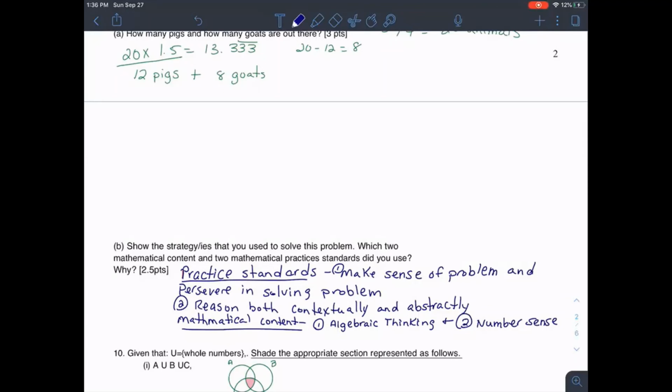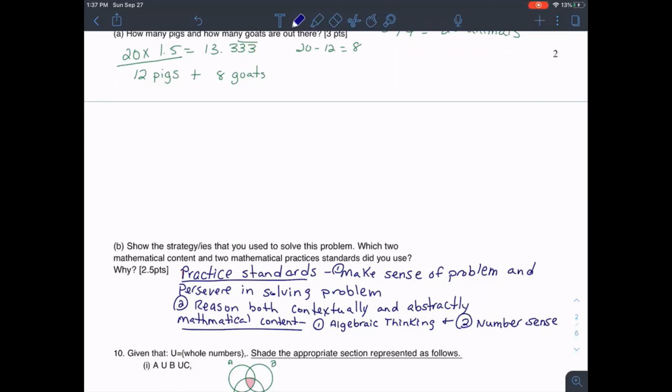1 is to make sense of problems and persevere in solving them. 2 is to reason both contextually and abstractly. 3 is use critical thinking skills to justify mathematical reasoning and critique the reasoning of others. 4 is connect mathematical ideas and real world situations through modeling. 5 is use a variety of mathematical tools effectively and strategically. 6 is communicate mathematically and approach mathematical situations with precision. And 7 is identify and utilize structures and patterns. So those are your standards.